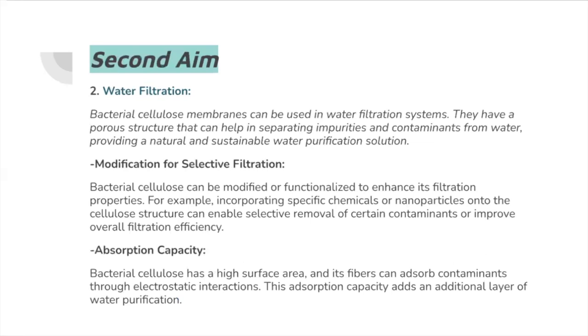Our second aim is water filtration. Bacterial cellulose possesses very unique structures, as shown in the second slide, that make it a quite perfect and excellent candidate for water filtration applications. Its high porosity, first of all, and large surface area enable it to trap a wide range of contaminants, including bacteria, heavy metals, and microplastics. The aim of this research is to develop efficient and cost-effective water filtration systems that leverage these properties to provide clean and safe drinking water, especially in areas that do not have access to clean water.